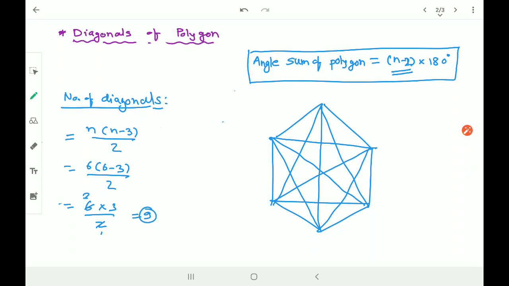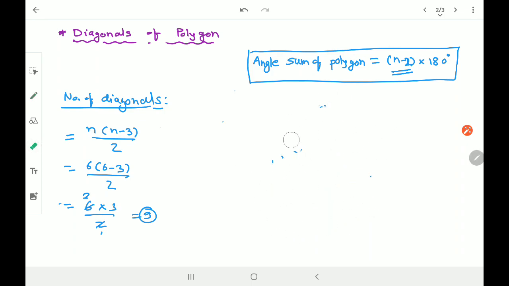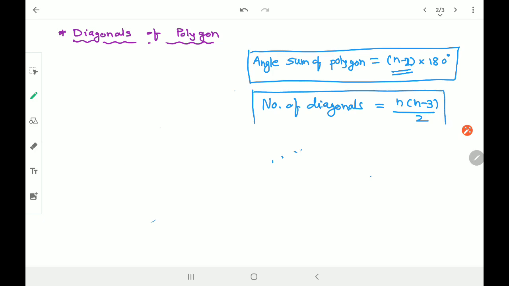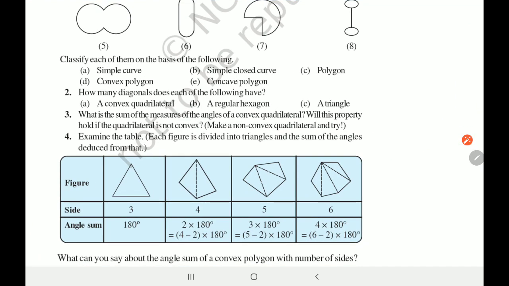So I hope you got it now. So two formulae we checked in this manner. One is the angle sum property and the second is the number of diagonals. So both formulae you need to mention in your notebook. So number of diagonals is equal to n into (n minus 3) upon 2, and that's it. Clear? Got it? So now it's done. Today's day ends here.